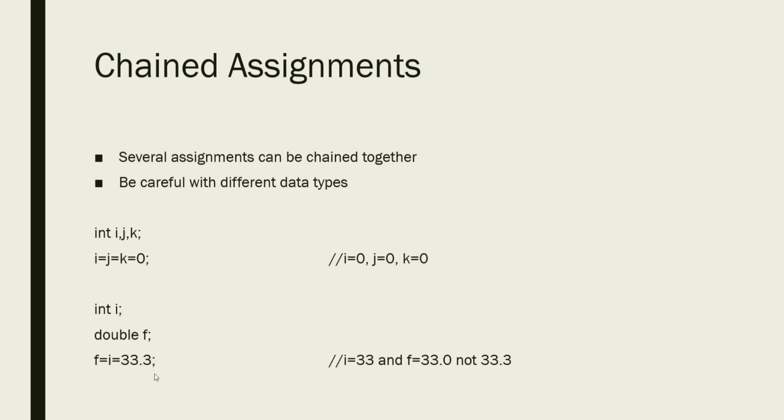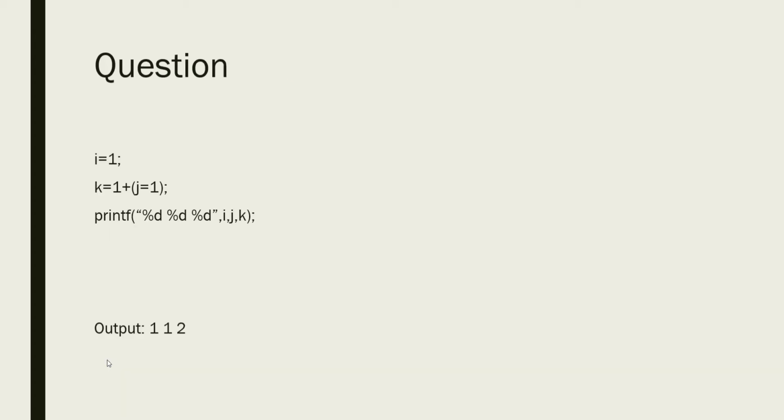This is why we lose that .3. So i equals 33 and f equals 33.0, not 33.3. So i equals 33.3, but it's going to be rounded down because it's an integer. So i technically equals 33, and then f would equal i, which is 33, but the compiler looks at it as a decimal number, so that's why we get the 33.0.